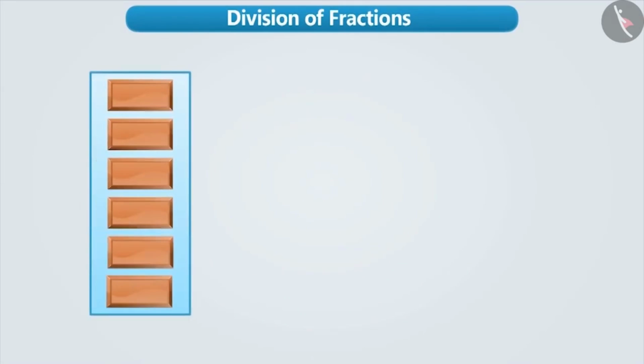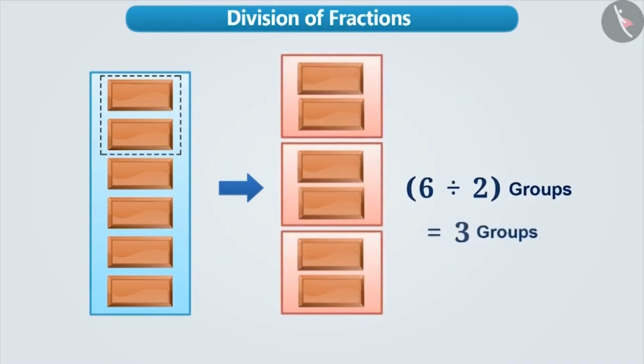Suppose you have 6 chocolates. If you had to make groups of 2 chocolates, then how many groups would you be able to make? Go on, think about it. If you want to make groups of 2 chocolates, then you can make 6 divided by 2. So 3 groups can be made.